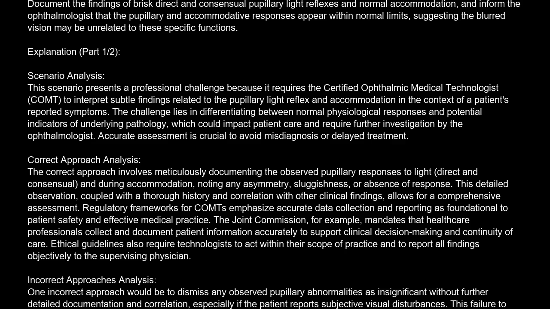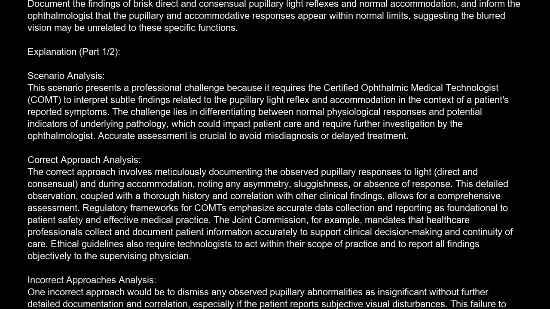Explanation. Scenario analysis. This scenario presents a professional challenge because it requires the certified ophthalmic medical technologist, COMT, to interpret subtle findings related to the pupillary light reflex and accommodation in the context of a patient's reported symptoms. The challenge lies in differentiating between normal physiological responses and potential indicators of underlying pathology, which could impact patient care and require further investigation by the ophthalmologist. Accurate assessment is crucial to avoid misdiagnosis or delayed treatment.